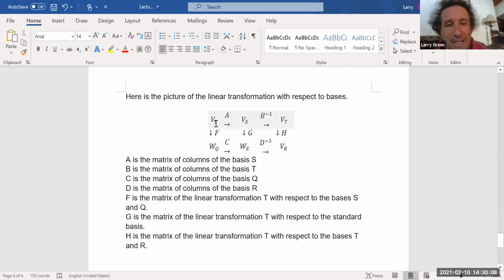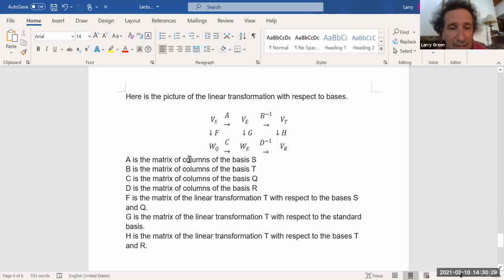And I'm given what the linear transformation does from a basis from S and a basis from T, and maybe from Q and from R. Then this particular diagram is going to help me a lot. So let me give you all these letters.